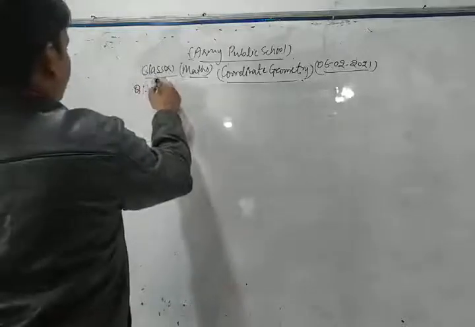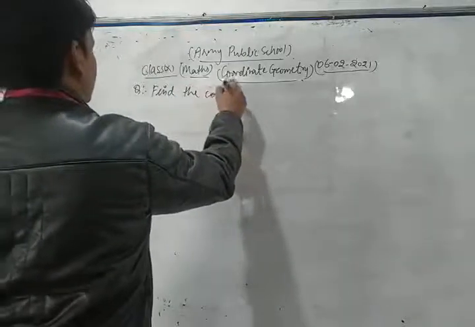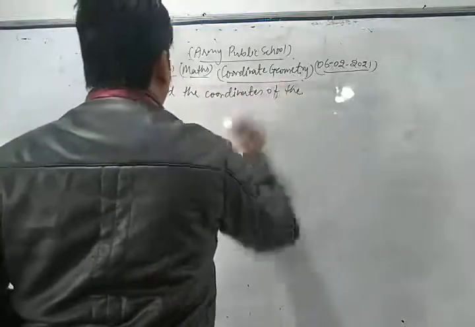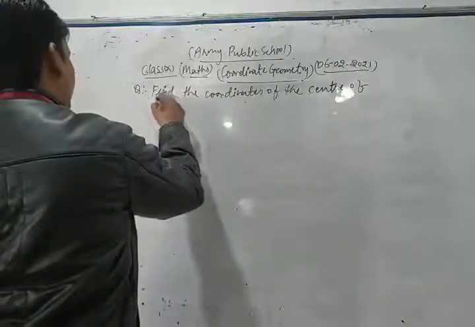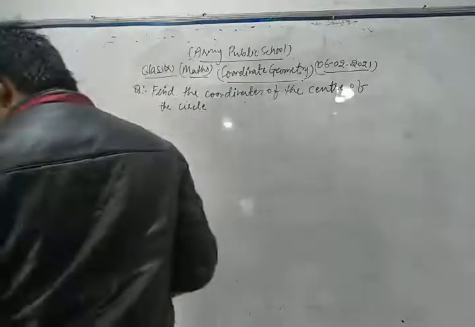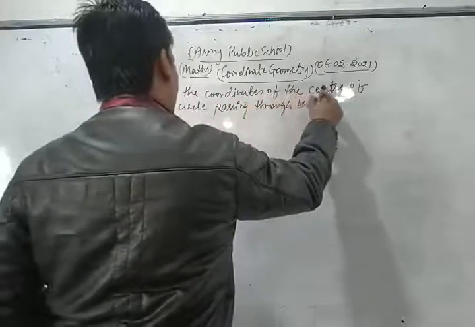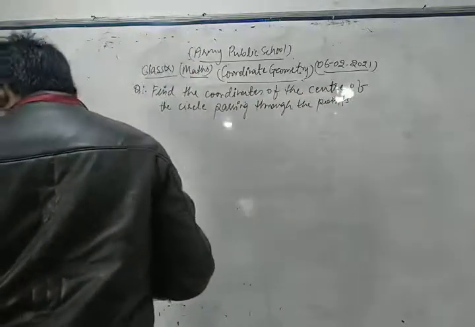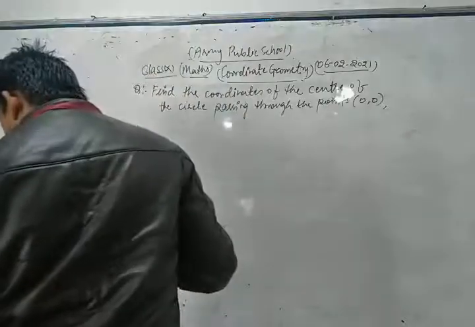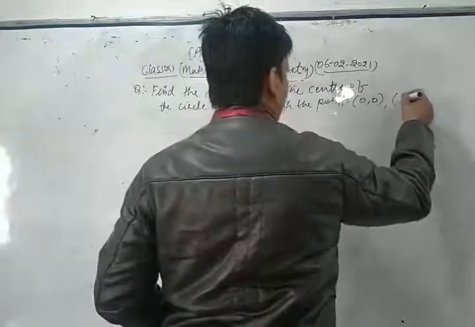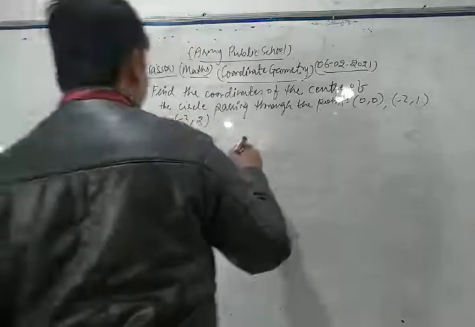Find the coordinates of the center of the circle passing through the points 0 0, -2 1 and -3 2. Also find its radius.